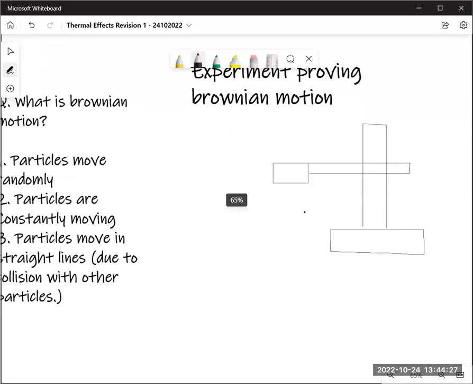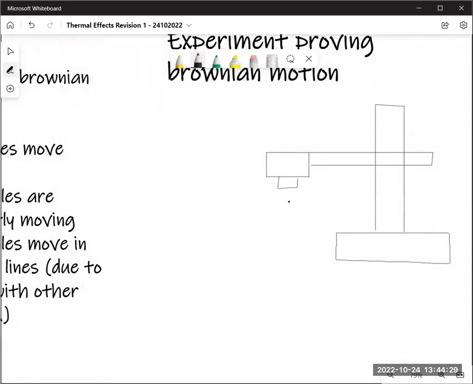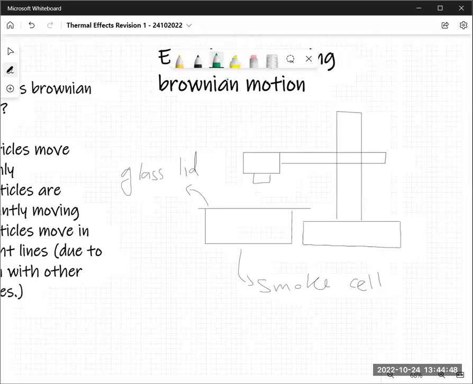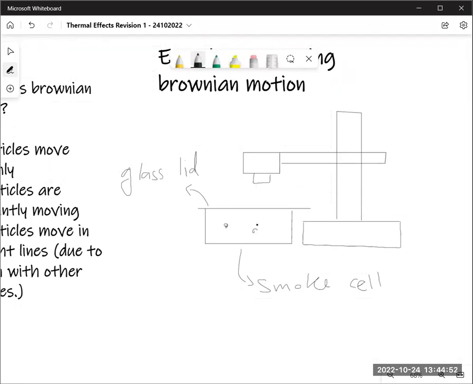Easy one, at least. All you have to do is put a smoke cell below it and cover it with a lid. A glass lid, obviously, because you have to see inside it. And this is a smoke cell. What happens is, inside it, let's say I'm going to put some smoke particles inside it. And I can't see air, obviously, but I can see the smoke particles.